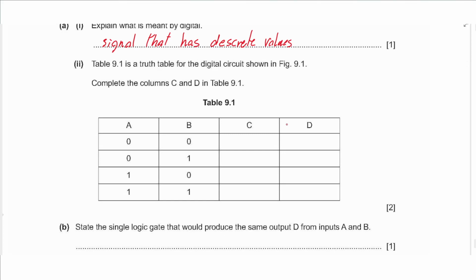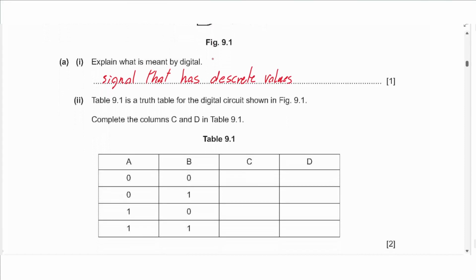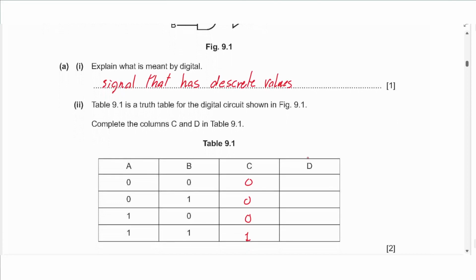II says table 9.1 is a truth table for the digital circuit shown in figure 9.1. Complete the columns C and D in table 9.1. So for C, that's the output of an AND gate. So an AND gate would only give an output 1 if both inputs are 1. So the rest is 0. And for D, it's the output of a NOT gate from the input of C. So it reverses the input. So 0 would be 1 and 1 would become 0.